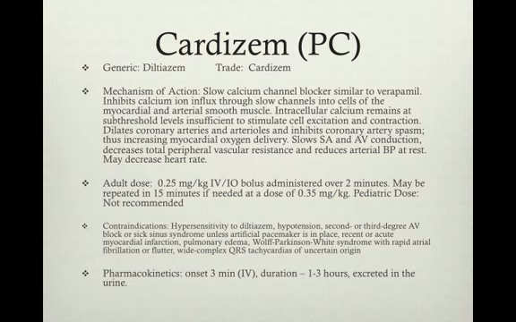Adult dose is going to be 0.25 milligrams per kilogram IVIO bolus and administered over 2 minutes. You could actually add a couple of more minutes to this as well. We can get untoward effects if you push this too quickly. May be repeated in 15 minutes if needed at a dose of 0.35 milligrams per kilogram. Pediatric dose is not recommended.